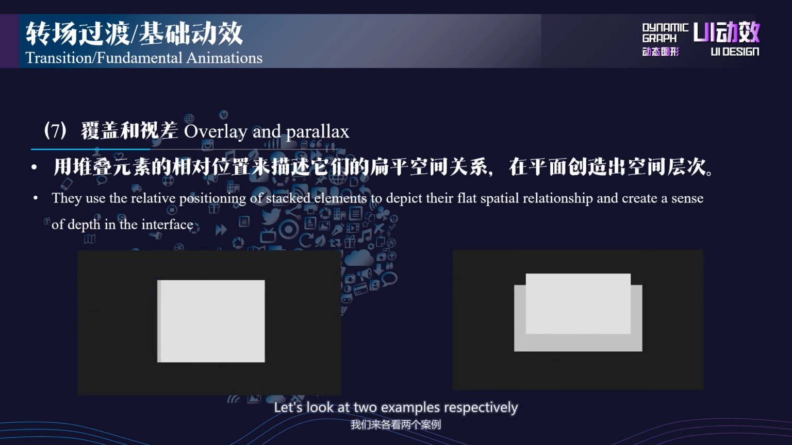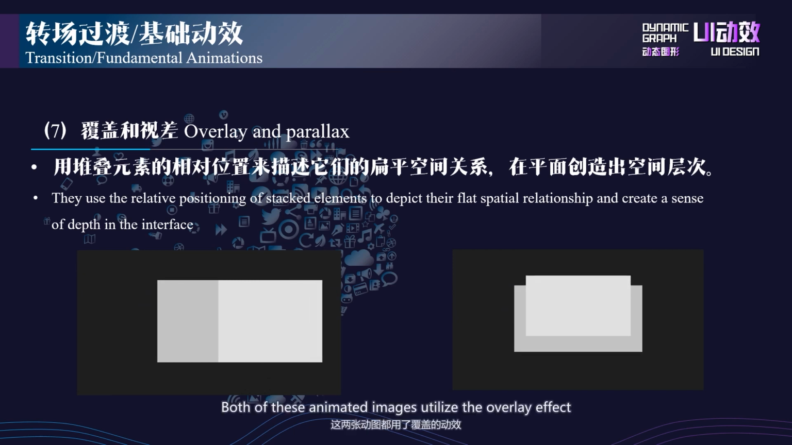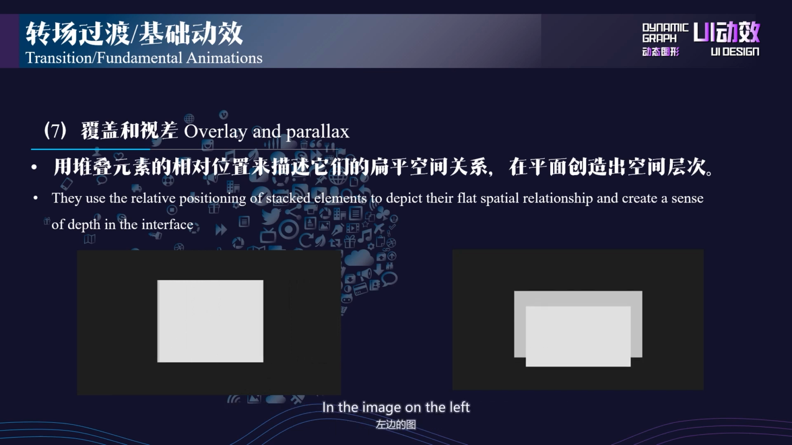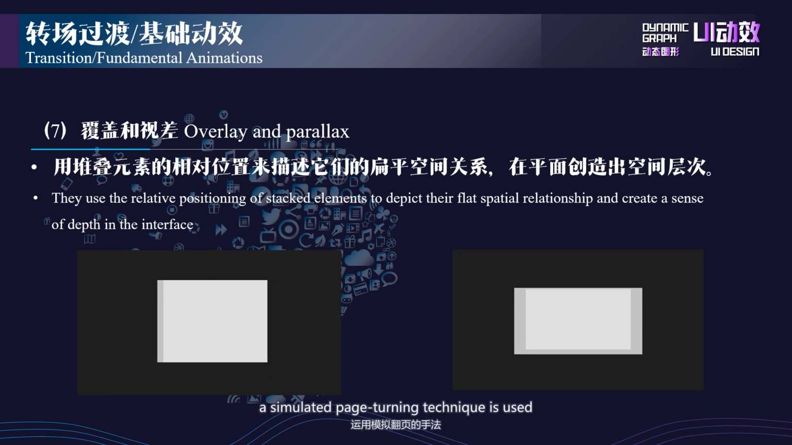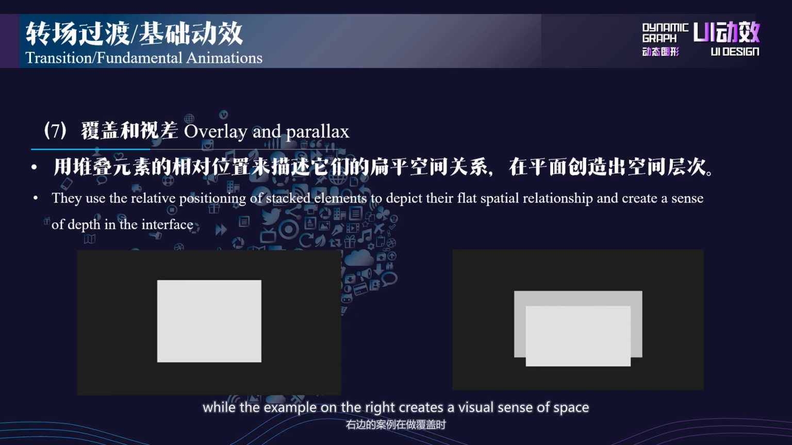Let's look at two examples respectively. Both of these animated images utilize the overlay effect. In the image on the left, a simulated page-turning technique is used, while the example on the right creates a visual sense of space through a fading in and fading out effect.